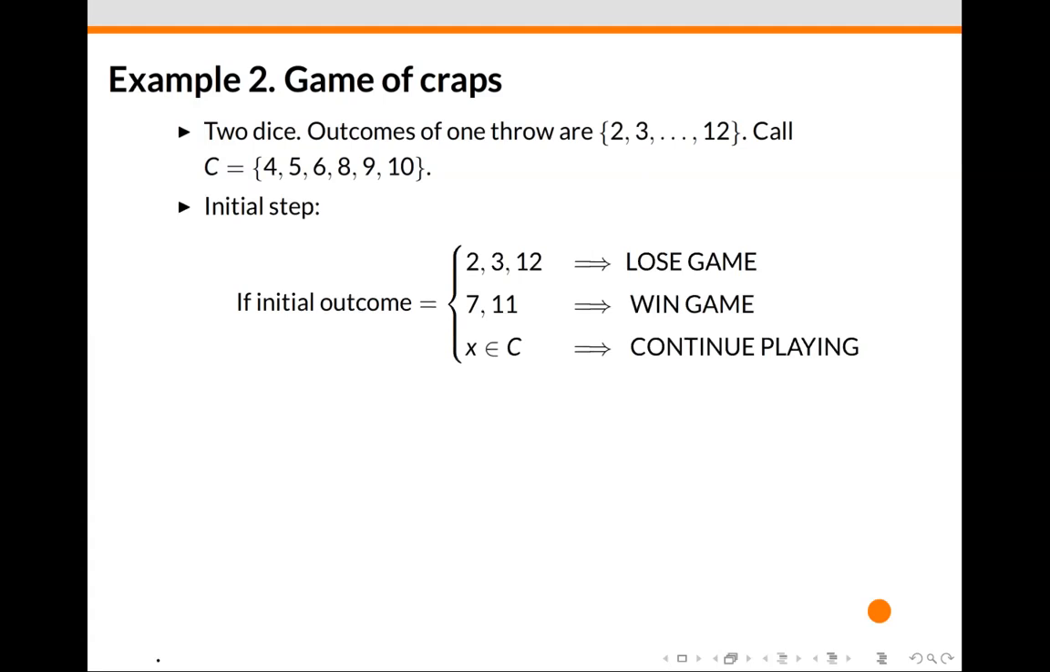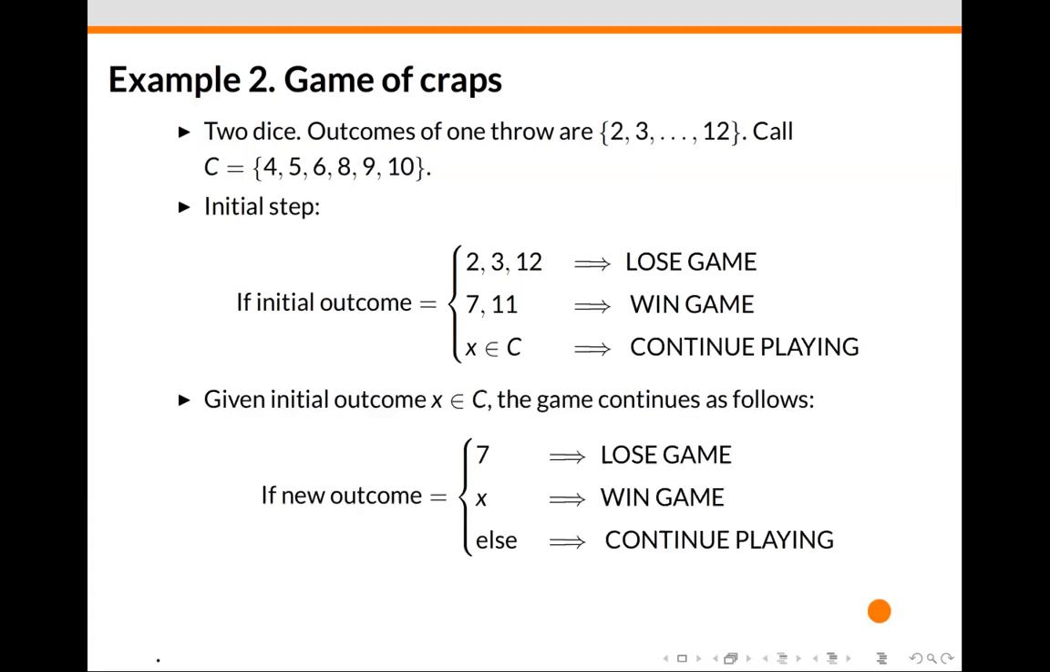But if the initial outcome is in the set C, then you continue playing. And that's why I called it C, because it's the continuing set. So what happens when you continue? Well, if the initial outcome was X, which is any of these numbers in the set C, then the game continues as follows. If you throw a 7, you lose. If you throw again the initial number that you had thrown, you win the game. And else, you continue playing.